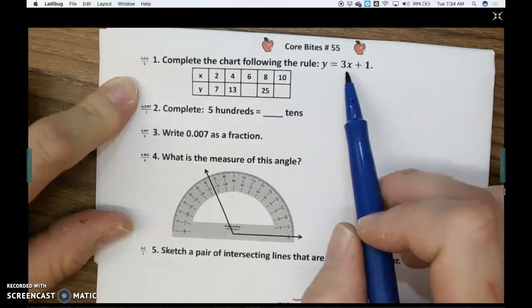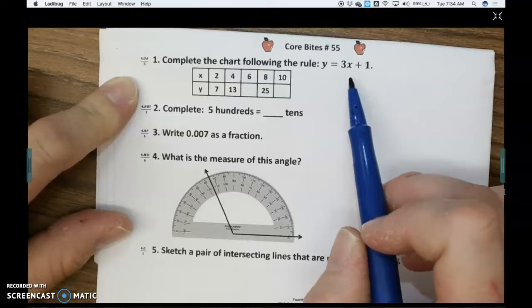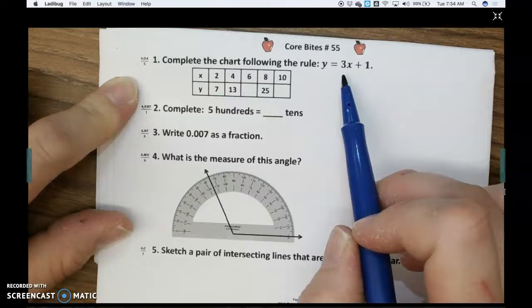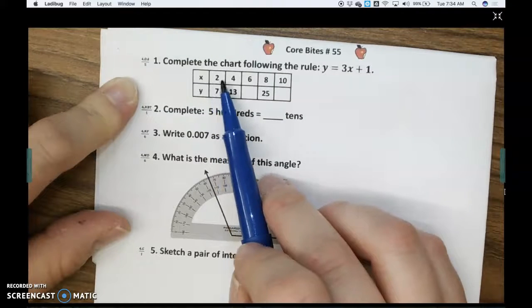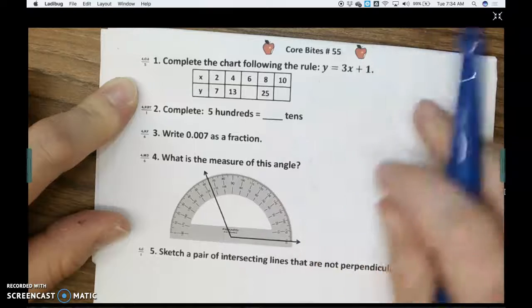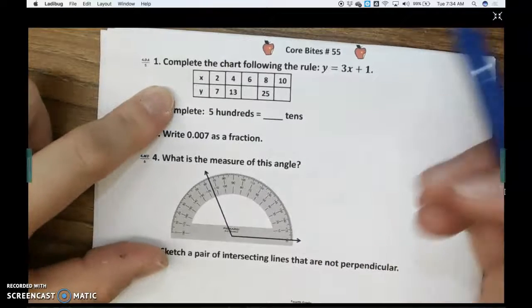Whenever you have a mixture of a variable and a number, that means you're going to multiply them together. So 3 times x plus 1 will give you y. That's the rule we're using.